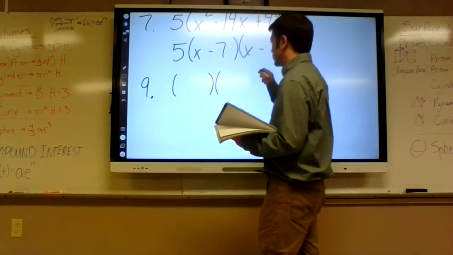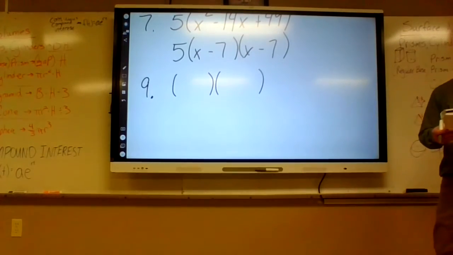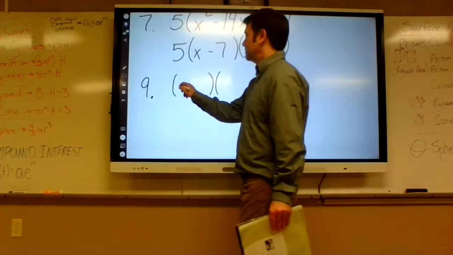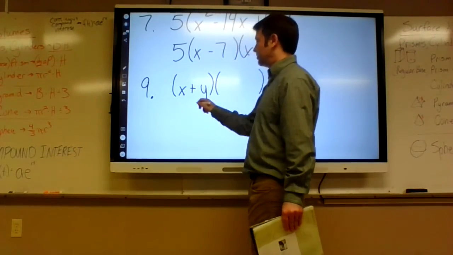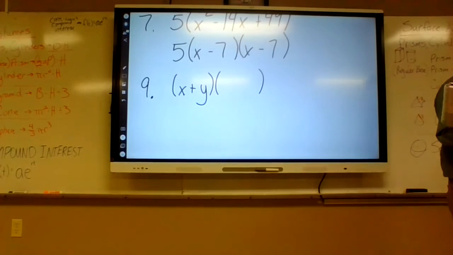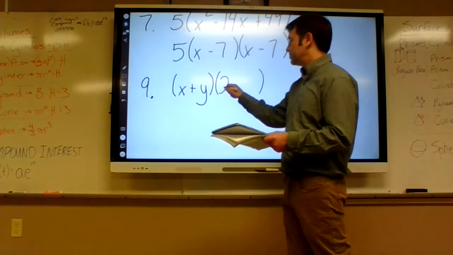You do 2 parentheses, and in the first parentheses, I'm going to put the outside stuff, x plus y. You guys see where I got that from on number 9? I called it the outside stuff. Okay, and in the second parentheses, guess what I'm going to put? The inside stuff, which is 2x minus y.